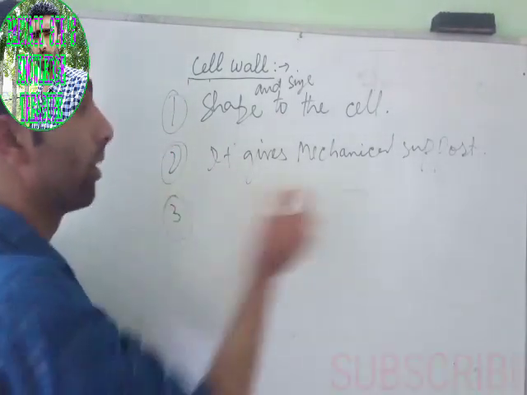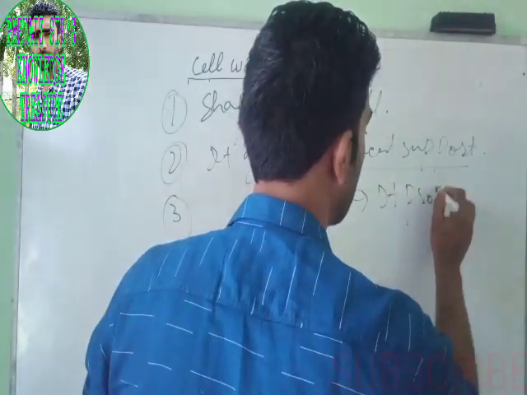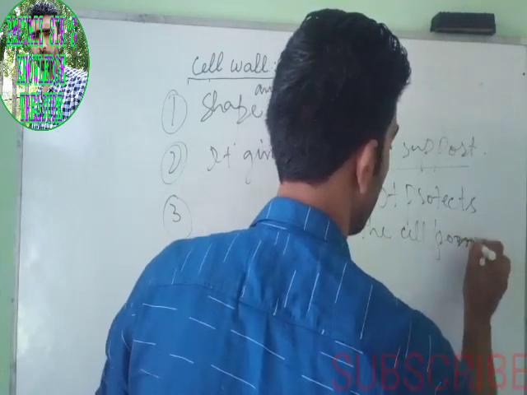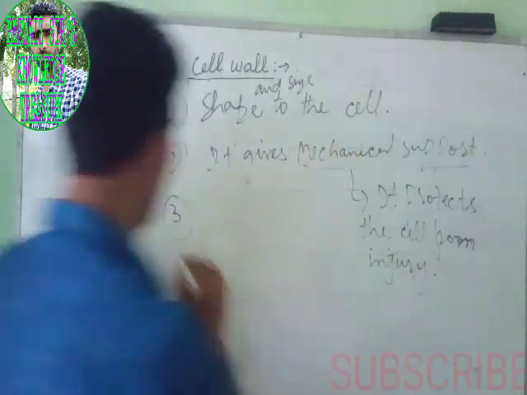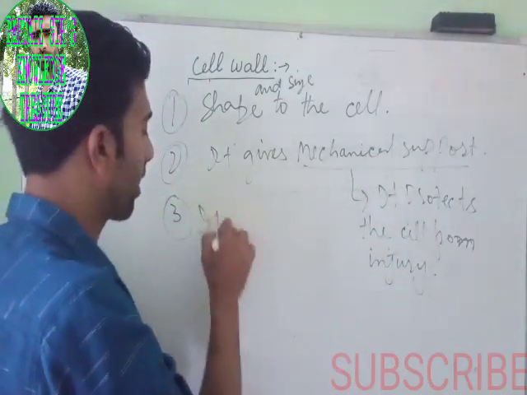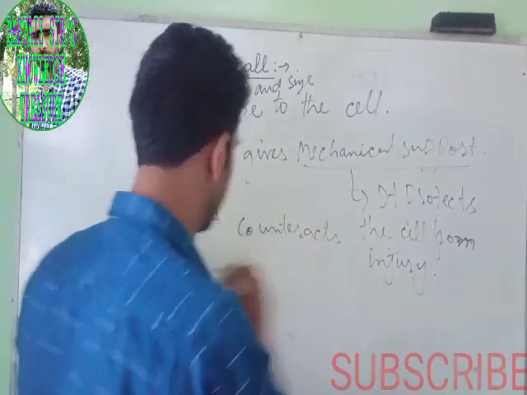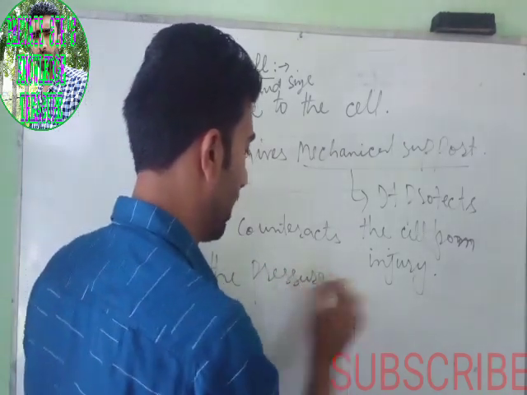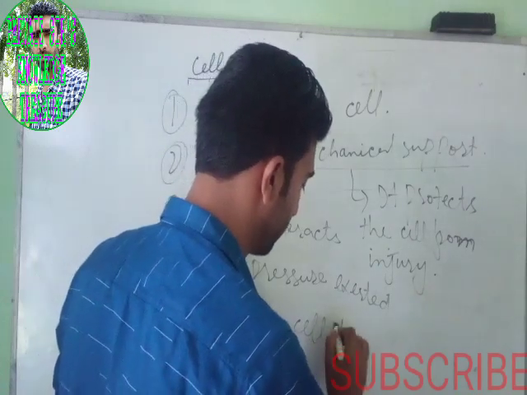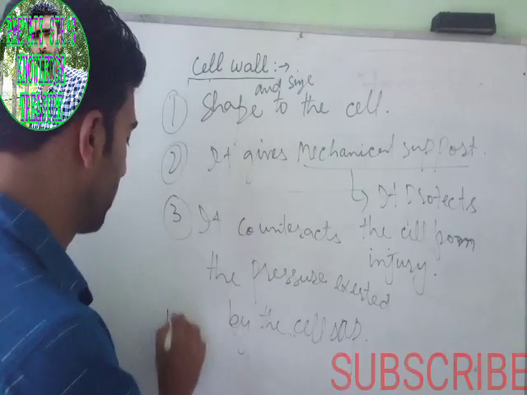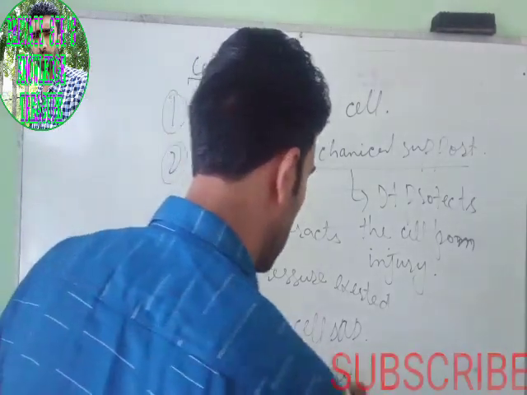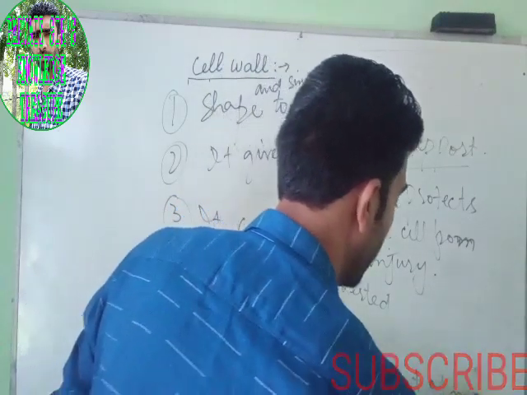Mechanical support means it protects the cell from mechanical injury. Third function of cell wall is it counteracts the pressure exerted by the cell sap. Number fourth function is it also helps in transport of materials in and out of the cell.